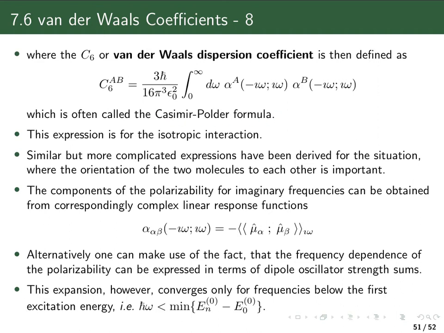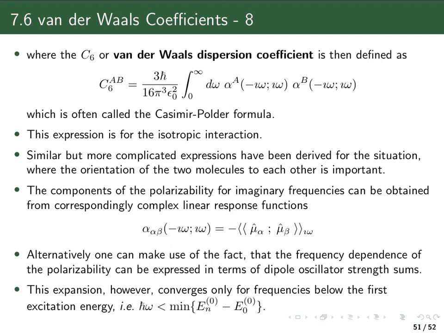And this expression here is called the Casimir-Polder formula. As I said, this is for isotropic interactions, which of course is immediately applicable to the interaction of atoms, and it's for the interaction of molecules if one assumes that they can freely rotate. One can derive similar but more complicated expressions for the situation where the orientation of the two molecules is fixed, so you don't have that free rotation.